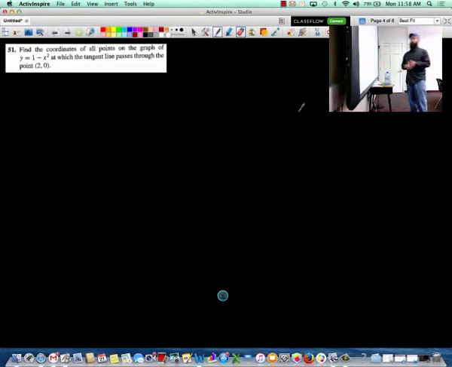All right, so this is number 51 for the tangent line problems. This problem says find the coordinates of all points on the graph of y equals 1 minus x squared at which the tangent line passes through the point (2, 0). So let me draw a picture of this for you so we get an idea of what we're looking at.